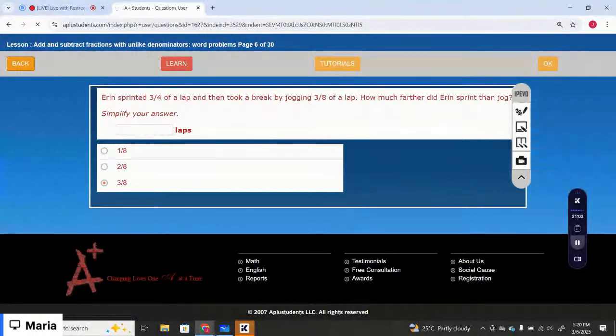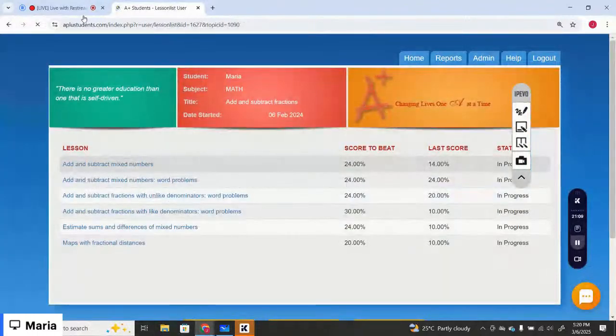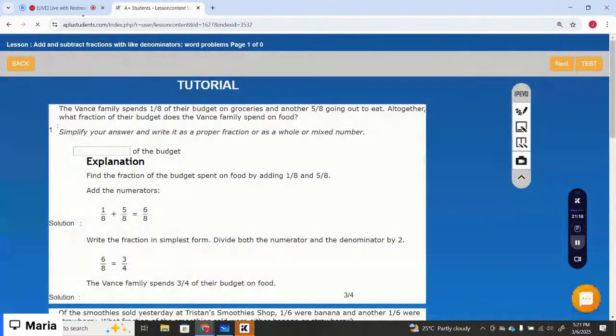Okay, you can complete the lesson by yourself later today. Let me just move on to the next lesson. Add and subtract fractions with like numerators. Adding like numerator is very easy. Let's just start with the lesson.